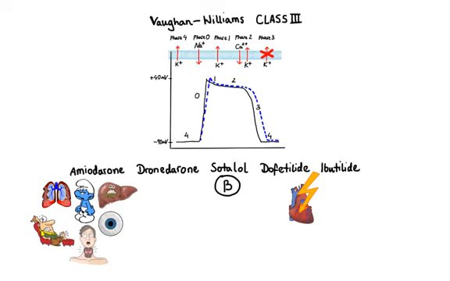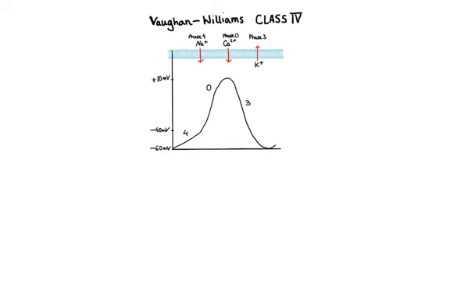Now, let's move on to class 4 antiarrhythmic drugs. So, class 4 agents work by blocking voltage-sensitive calcium channels during depolarization, particularly in the SA and AV nodes, which results in slower conduction in these tissues and reduced contractility of the heart.